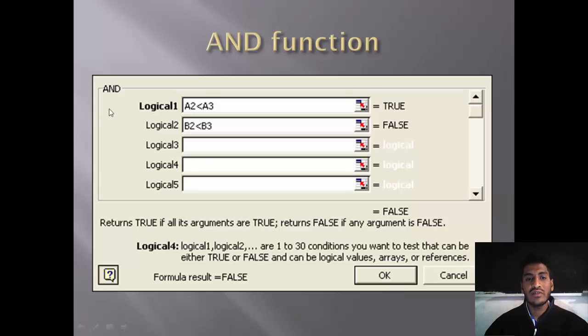AND function. Logical 1: A2 is less than A3 is equal to true. Logical 2: B2 is less than B3 is equal to false. Logical 3 is equal to logical 4 is equal to logical 5 is equal to logical, because we didn't write anything under this, so it's logical is equal to logical. Returns true if its arguments are true. Returns false if any argument is false. Logical 1, logical 2 are 1 to 30 conditions you want to test that can be either true or false, and can be logical values, arrays or references. Formula result is equal to false.